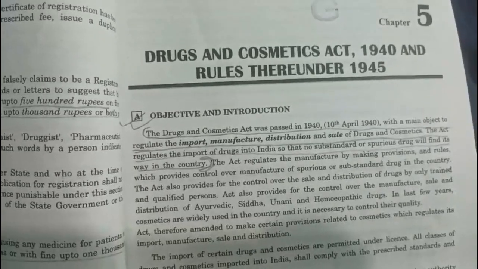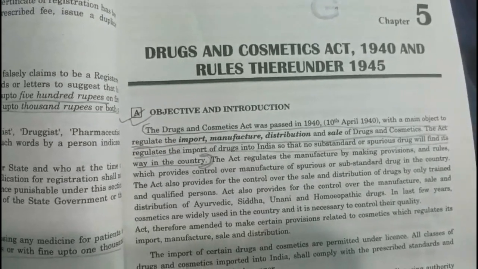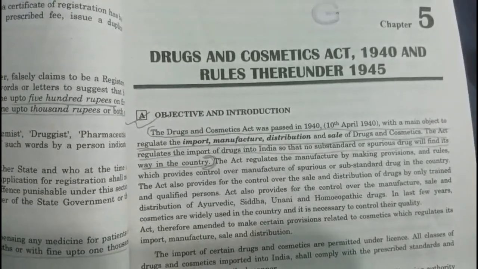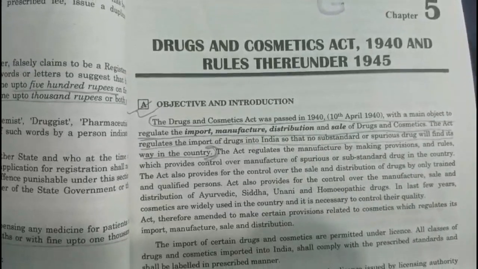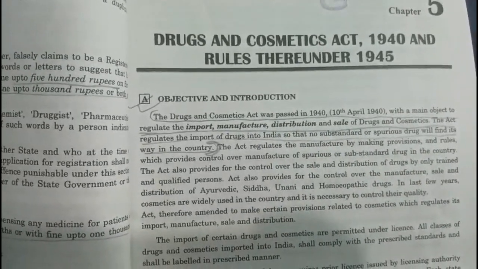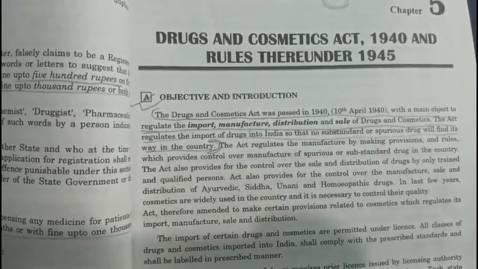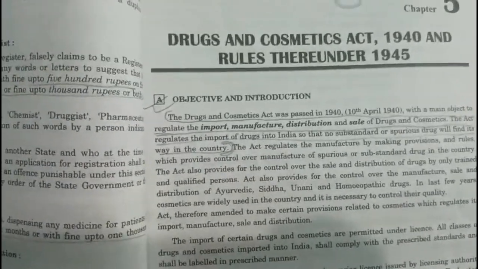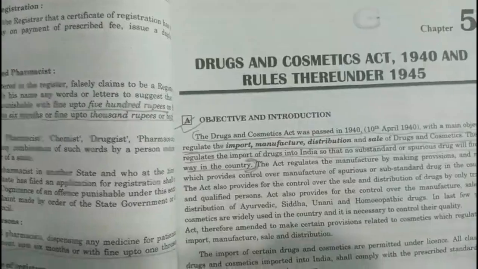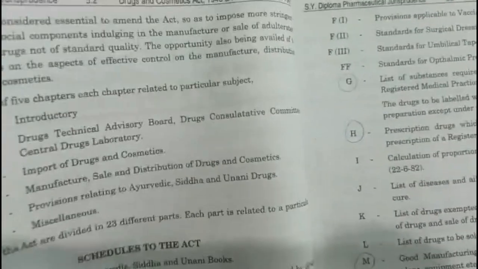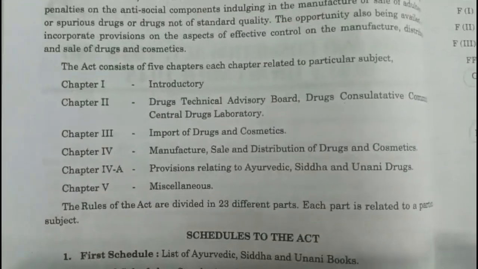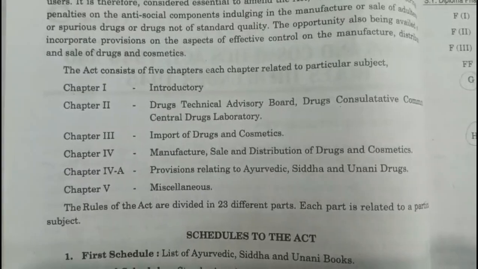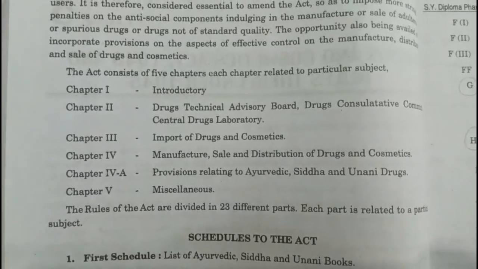This is Chapter 5, Drug and Cosmetic Act 1940 and rules there under, 1945. For short questions, you learn what the main objectives of the Drug and Cosmetic Act 1940 are. So we have to see that. Here it is. And you learn about the chapters, what the act consists of.